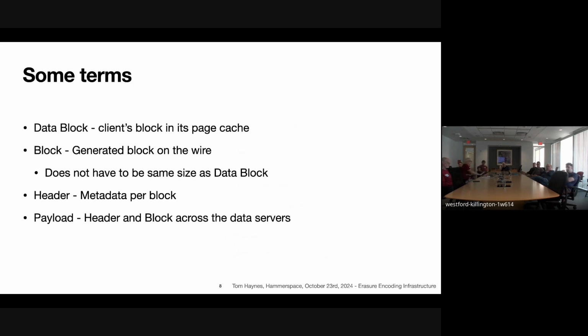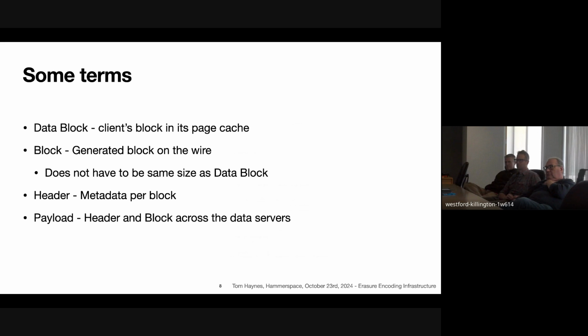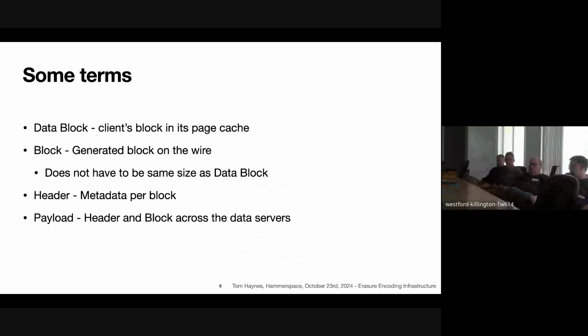Some terms. Data block is what's in the page cache on the client. Block is the generated block on the wire, whether we're reading or writing it. And it doesn't have to be the same size as the data block, right? So with Reed Solomon, it happens to be the same size. With Mojette, it's not. It tends to boil down into a block that's 1 kilobyte. A 4K data block becomes 1 kilobyte as a block. But there are six of them instead of one. So the way we've got it encoded, you'll take half as much data. The header is the metadata per block. And the payload is, if you think about the stripe going across the data servers, that's the payload. These are terms that you'll hear me use.